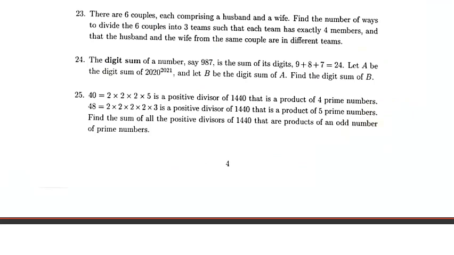SMO 2020 senior section first round, problem number 23. There are 6 couples, each comprising a husband and a wife. Find the number of ways to divide the 6 couples into 3 teams, such that each team has exactly 4 members and that the husband and the wife from the same couple are in different teams.